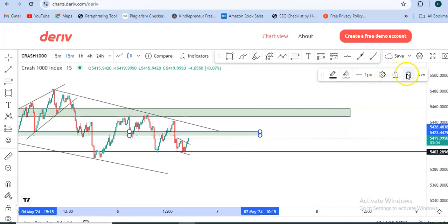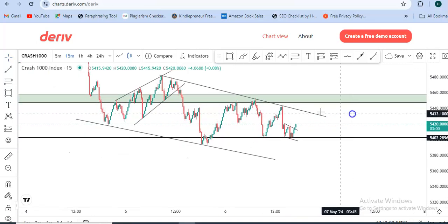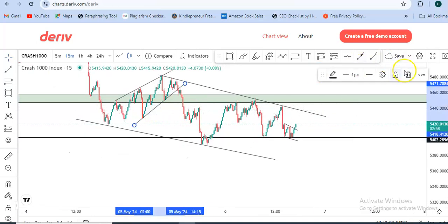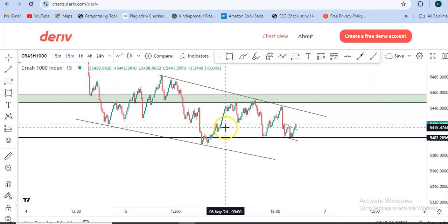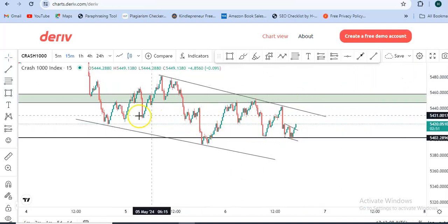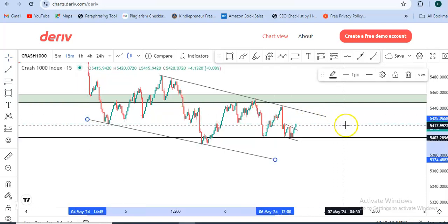Alright guys, it's very simple to do this analysis. All you need to do is just look for this kind of structures. These structures that I'm showing you, impulsive correction, are very powerful if you know how to identify them. You can find them even on a daily time frame, the 4-hourly time frame, 1-hourly time frame, 15 minutes time frame.